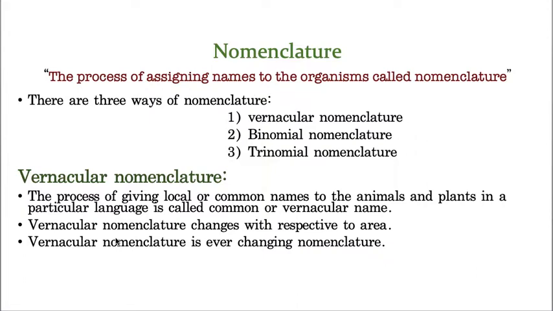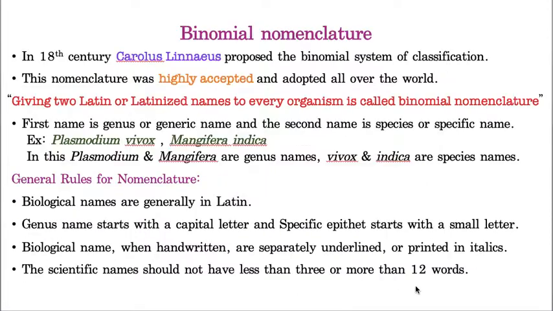Now, let's take the second nomenclature, that is binomial nomenclature. Students, try to read this name properly. In the name itself, you can clearly identify the meaning of binomial nomenclature. Bi means two, nomial means names, and nomenclature, as I told you a few minutes back, means giving names. That means giving two names to every organism is called binomial nomenclature.